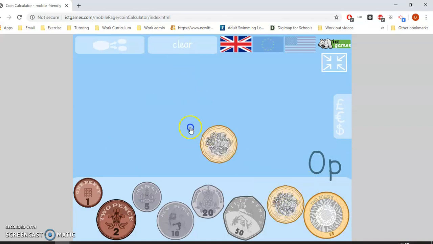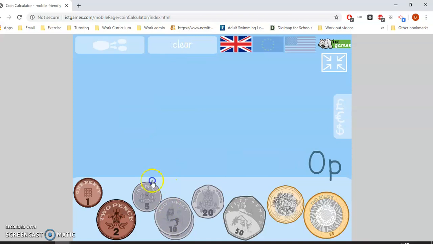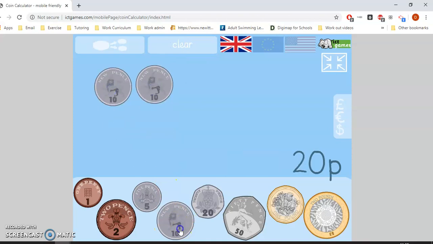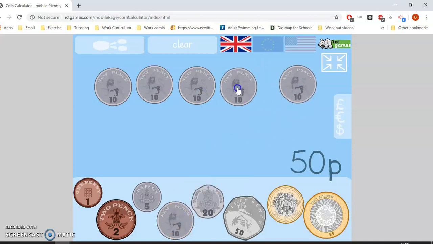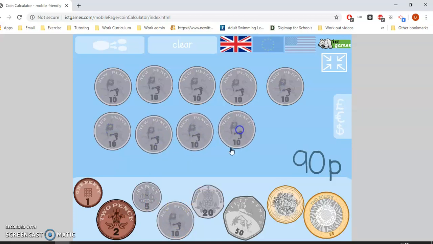And this time, how many lots of 10 pence do you need to be equal to a pound? Let's have a look. 10, 20, 30, 40, 50, 60, 70, 80, 90, 100 pence or a pound. So we need 10 lots of 10 pence to make a pound.